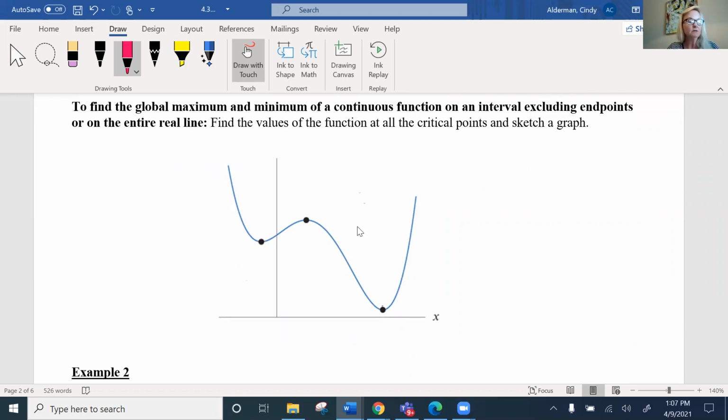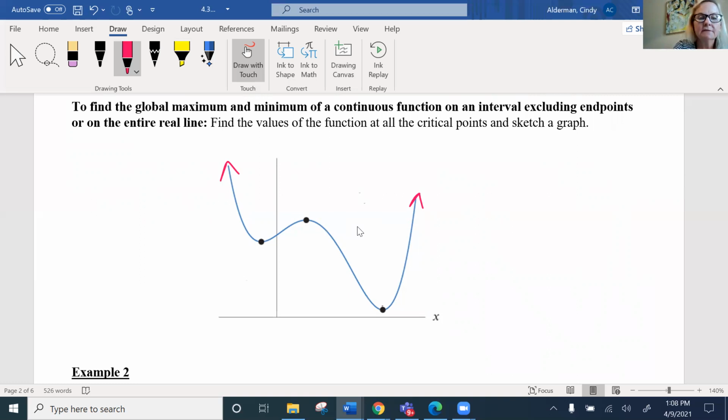Okay, so to find the global max and min of a continuous function on an interval excluding endpoints, or on the entire real line, you're going to find the values of the function at all of the critical points and sketch a graph. For example, this particular graph, and this is true in Wiley too, you're going to pretend that it goes off, right? Unless it gives you an actual endpoint, it's going to go off the coordinate plane.